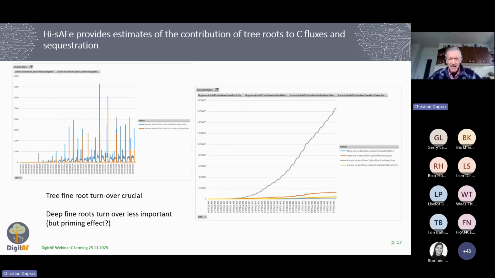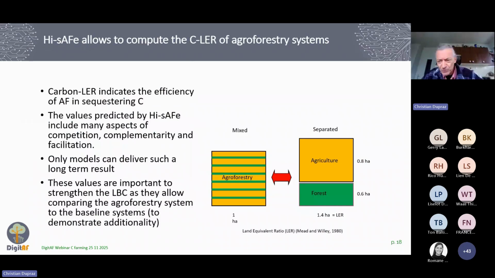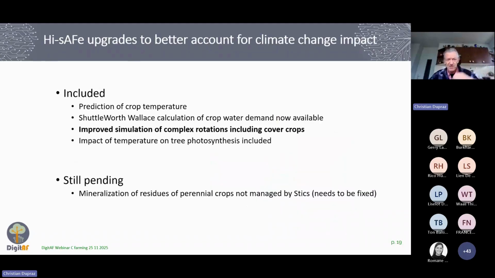of the system. So finally, to conclude, IE allows to compute the carbon storage of agroforestry systems, and it can also include a carbon land equivalent ratio calculation, which is a very important value because it may convince people that agroforestry is good for carbon sequestration. That's another aspect, which is to convince stakeholders and policymakers of the efficiency of the system.